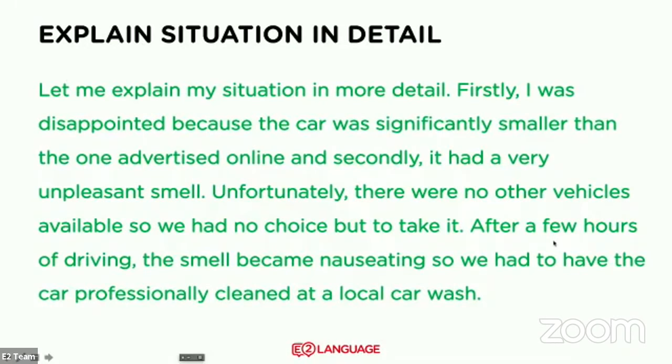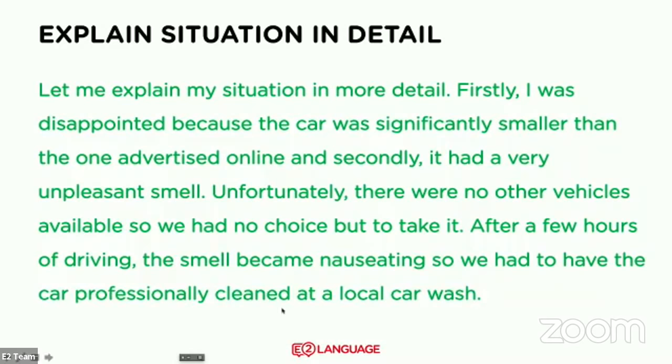Let me explain my situation in more detail. Firstly, I was disappointed because the car was significantly smaller than the one advertised online. And secondly, it had a very unpleasant smell. Unfortunately, there were no other vehicles available, so we had no choice but to take it. After a few hours of driving, the smell became nauseating, so we had to have the car professionally cleaned at a local car wash. There you go, there's some imagination. It was too small and it was smelly.